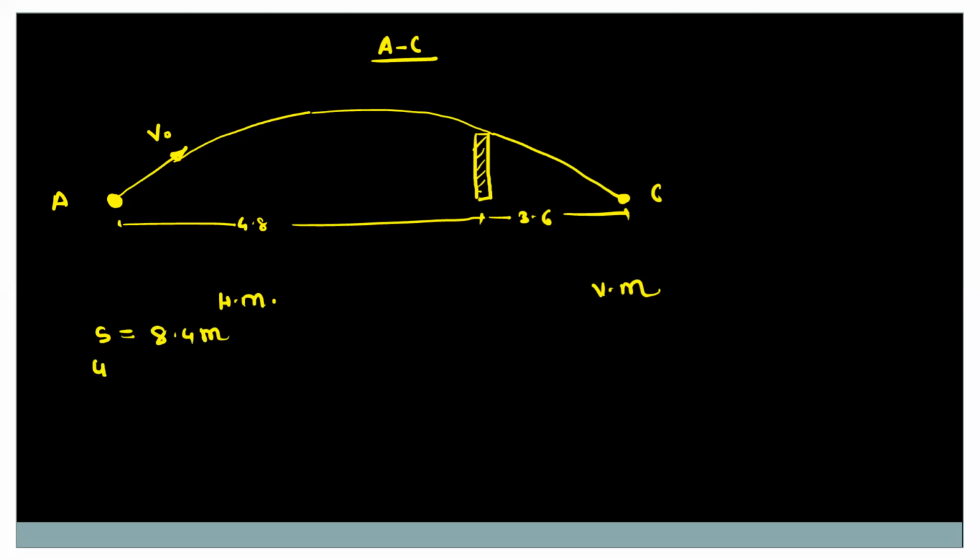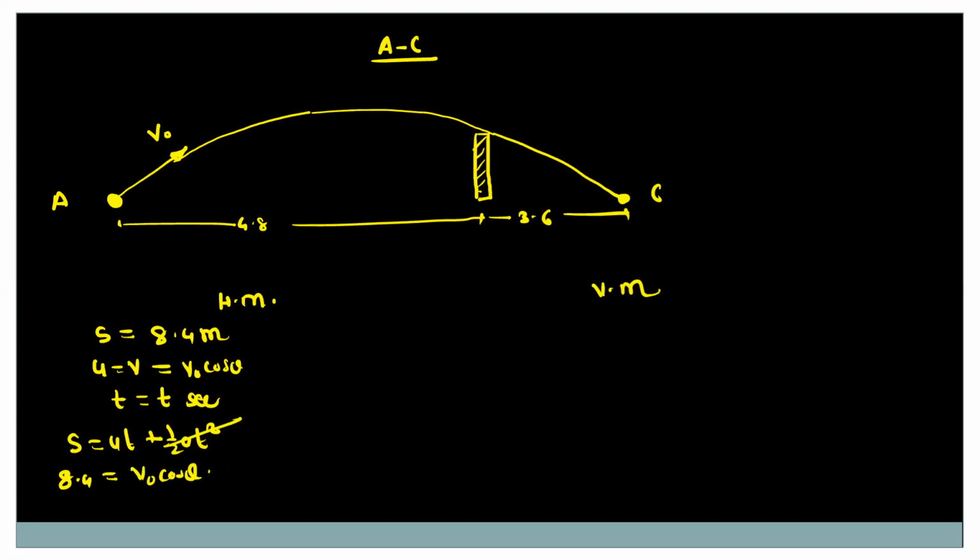Then the initial velocity will remain the same. So initial is equal to final velocity, that is equal to v naught cos theta. Then time t will be the total time for motion A to C. So you can assume this as total time t. So from this, you will get the equation displacement is equal to ut plus half at square. So this term is 0. So we will get 8.4 equal to initial velocity v naught cos theta into total time t. So t is equal to 8.4 upon v naught cos theta.